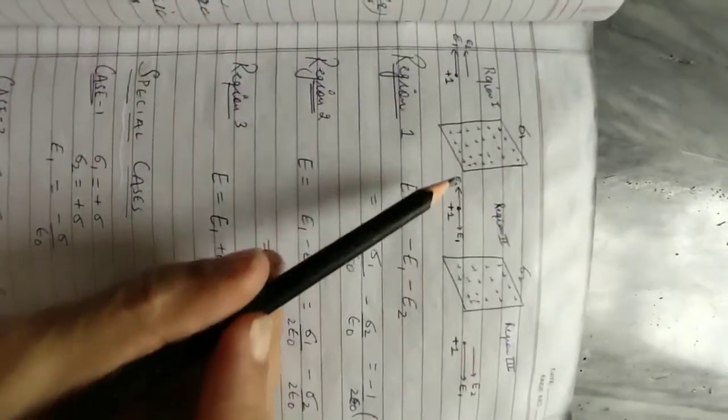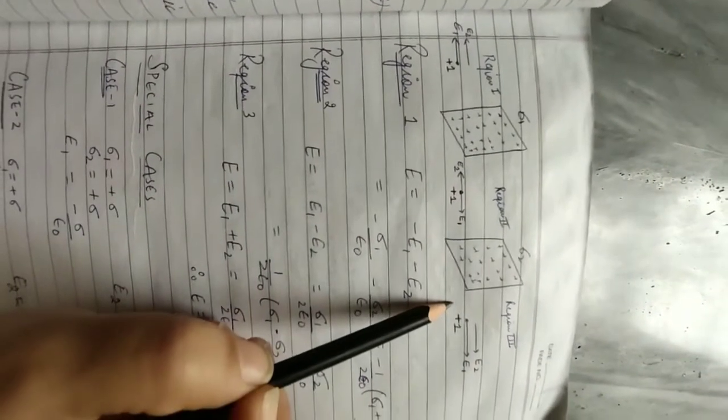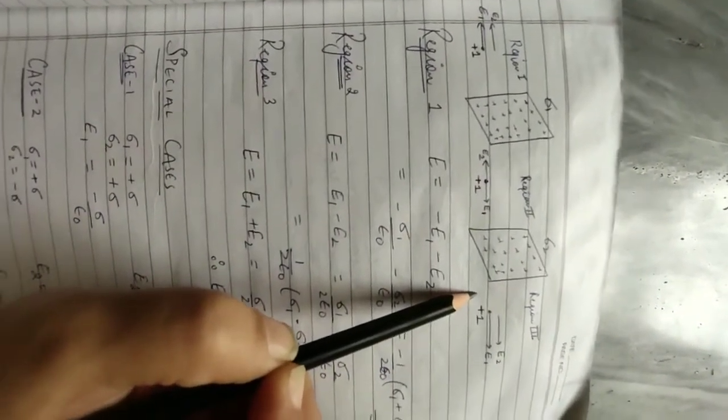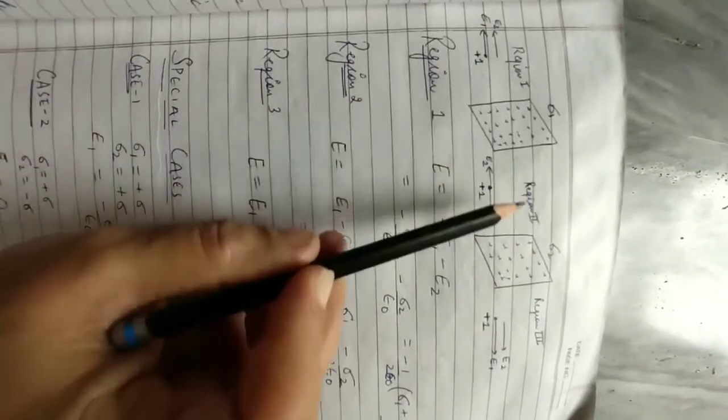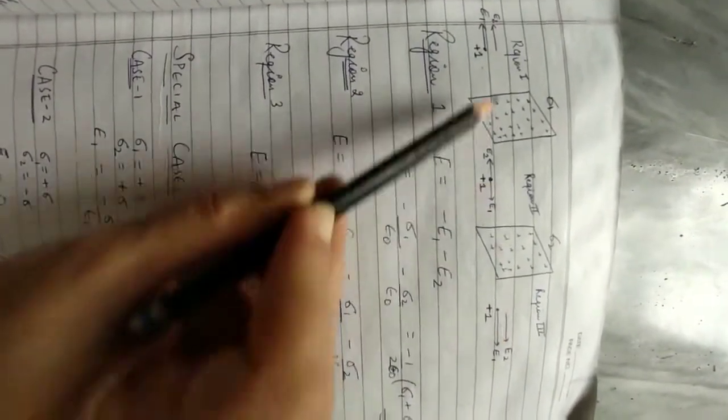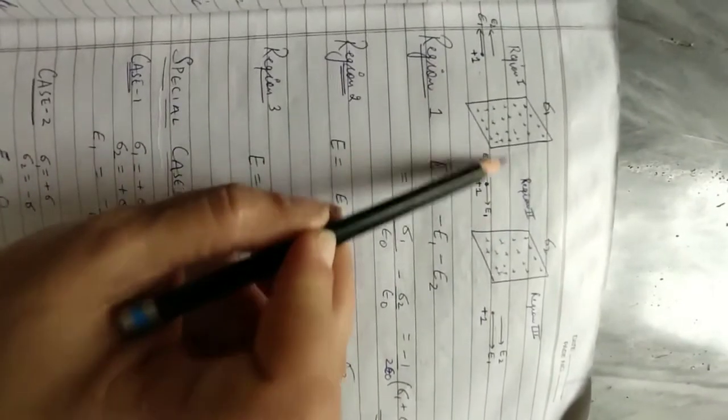The next topic is electric field due to two thin infinite parallel sheets of charge. This is the last topic of unit 1C, that is electric potential and Gauss theorem. We will consider two infinite parallel sheets of charges. This is region 1, this is region 2, and this is region 3. Region 2 lies in between these two.